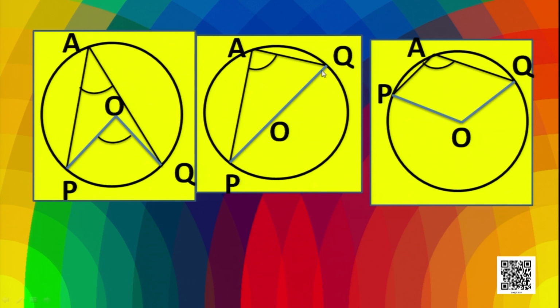Similarly, if PQ is the semicircle, then its opposite side, the rest part of the circle, is also a semicircle. In the third case, PQ is the major arc and the angle subtended at the center is the reflex of angle POQ, and its angle on the rest part of the circle is PAQ. So by taking any one of these cases, we can prove, and it is also true for each case.